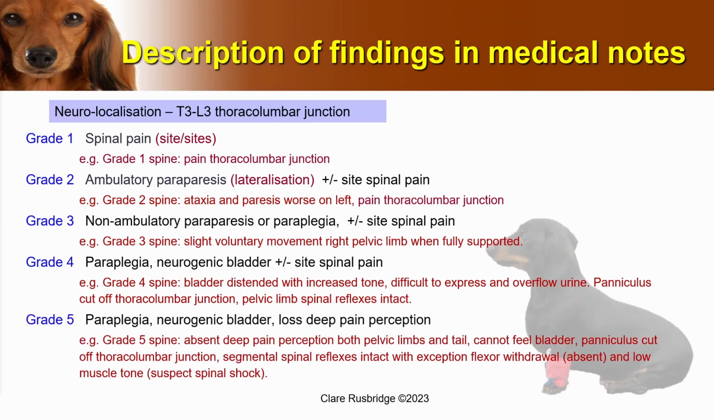Finally, grade 5 example of medical notes would be grade 5 spine, absent deep pain perception of both pelvic limbs and tail, that you cannot feel the bladder but you're going to go back and assess it later because you suspect that there may be a neurogenic bladder, that there was a panniculus cut off at the thoracolumbar junction, that the segmental spinal reflexes are all intact, with the exception of the flexor withdrawal, which you found was absent, and together with the finding of low muscle tone, you suspect spinal shock.